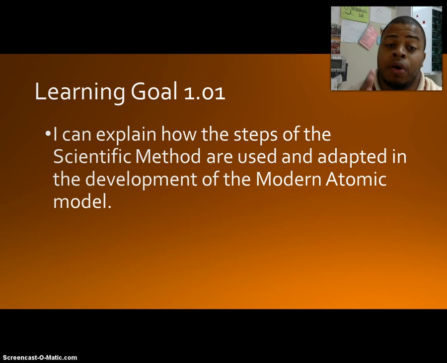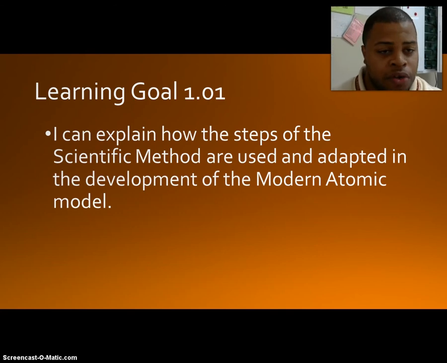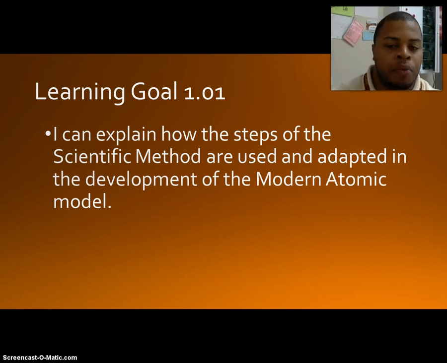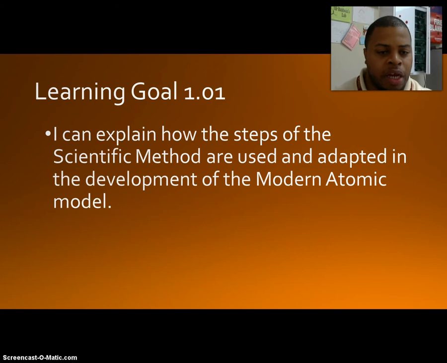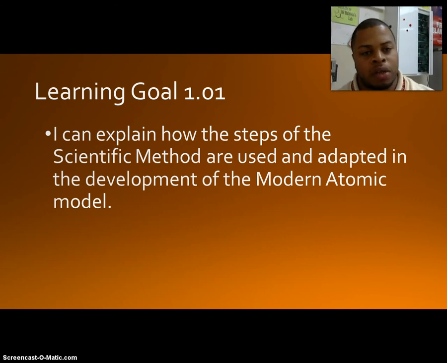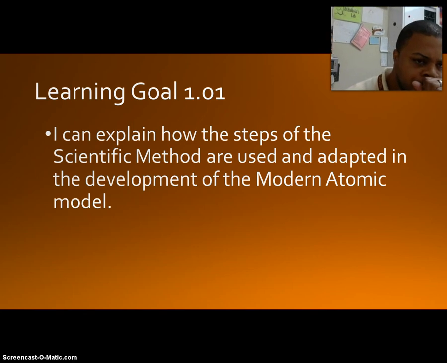Now, in terms of what we're going to cover in this PowerPoint, it is only up till we get to Rutherford. We're still going to talk about Schrodinger, we're still going to talk about Bohr, but we're going to save them for a little bit later once we get into atomic structure and periodicity, where we have to talk about the energy levels and all these different things.